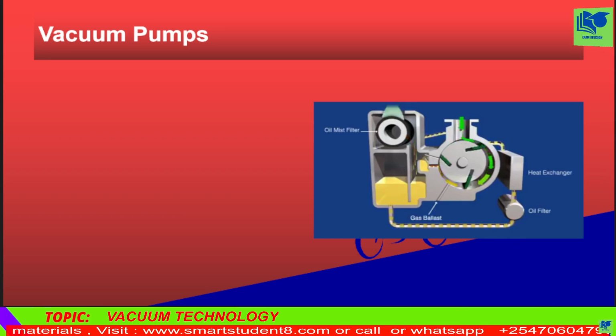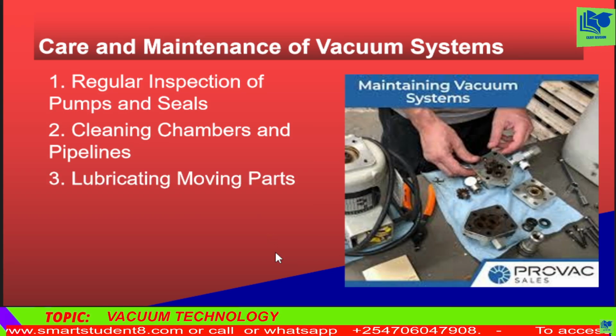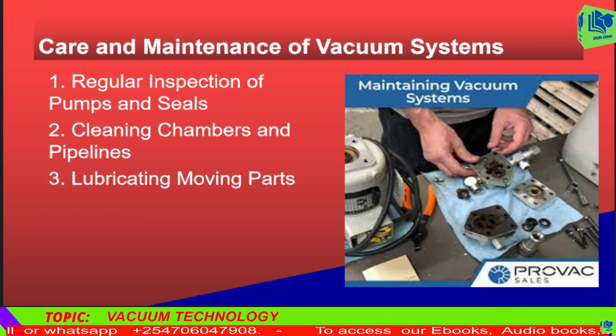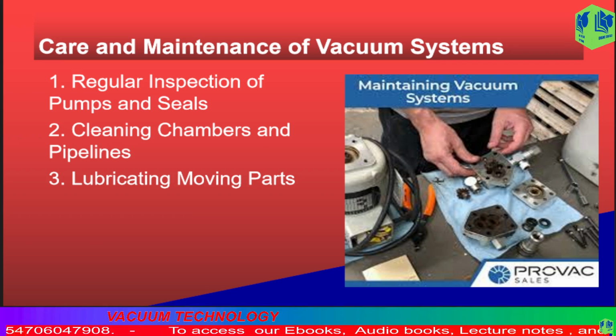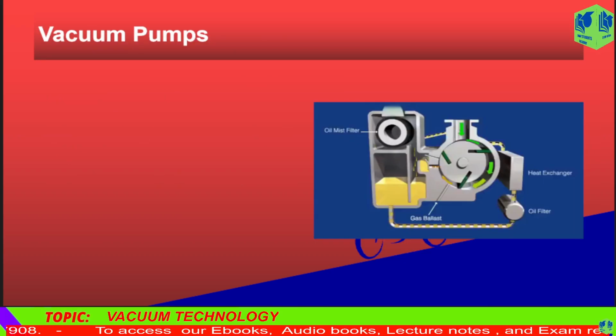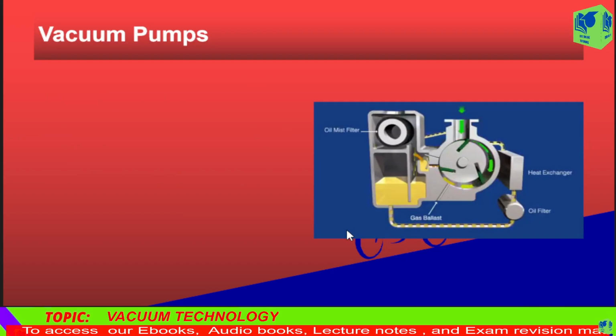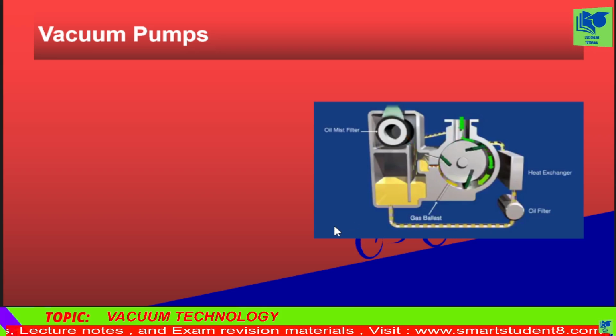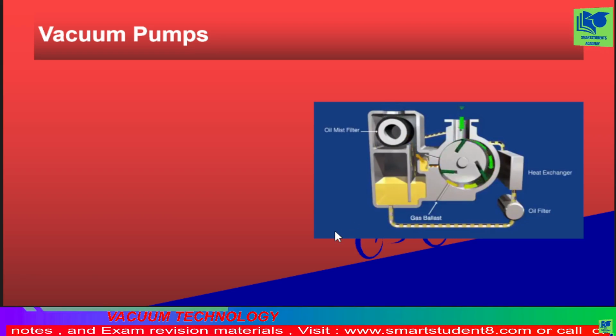3. Lubricating moving parts. Moving parts such as motors, pistons, and valves require lubrication to function smoothly. Proper lubrication reduces friction, prevents wear, and ensures that the system operates quietly and efficiently. Why lubrication is necessary. Prevents damage. Without adequate lubrication, moving parts can wear out quickly due to friction, leading to costly repairs or replacements. Improves efficiency. Lubrication ensures that the components move smoothly, reducing energy consumption and wear on the parts. Reduces noise. Properly lubricated parts run more quietly, which can be important in laboratory settings where noise can be disruptive.